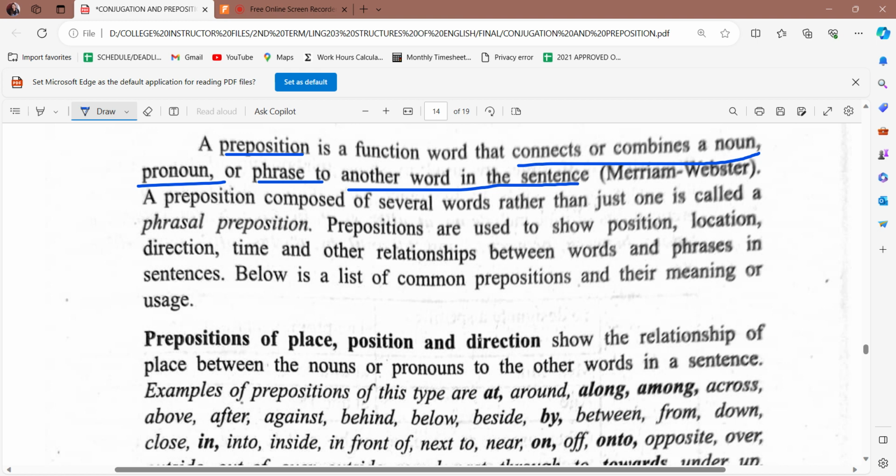However, a phrasal preposition does not indicate that it is a phrase. It's just a preposition, not a preposition of phrase. Prepositions are used to show position, location, direction, time, and other relationships between words and phrases in sentences.